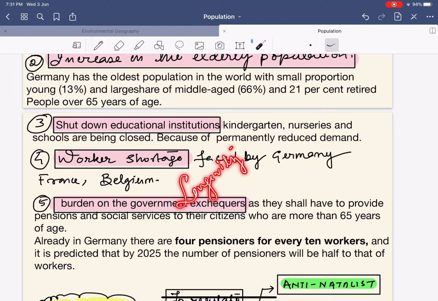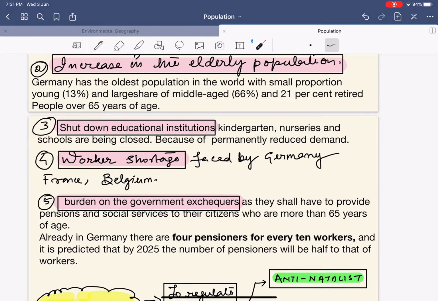Yes, what is this longevity? Longevity means nothing but your long lifespan. Again, what else is the problem? The biggest problem over here is the shutting down of the educational institutions. In Europe, the kindergartens, nurseries, and schools are being closed down because they do not have the young population to sustain them.